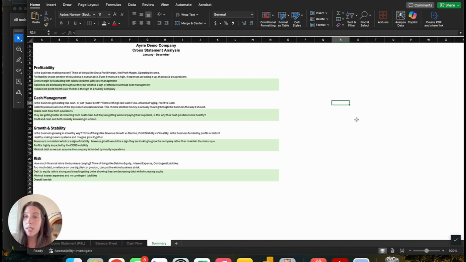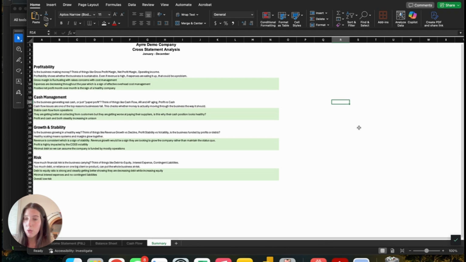They are getting better at collecting from their customers, but they're not really paying their suppliers. And maybe this has to do with the fluctuating cost of goods sold. Maybe there's some negotiations happening or something like that with their suppliers, and maybe that's the reason why they're not paying, but it's definitely something worth looking into. And then profit and cash are both steadily increasing in unison, so this is a really good thing. So this is a sign that the company is sustaining itself through operations, which is great.